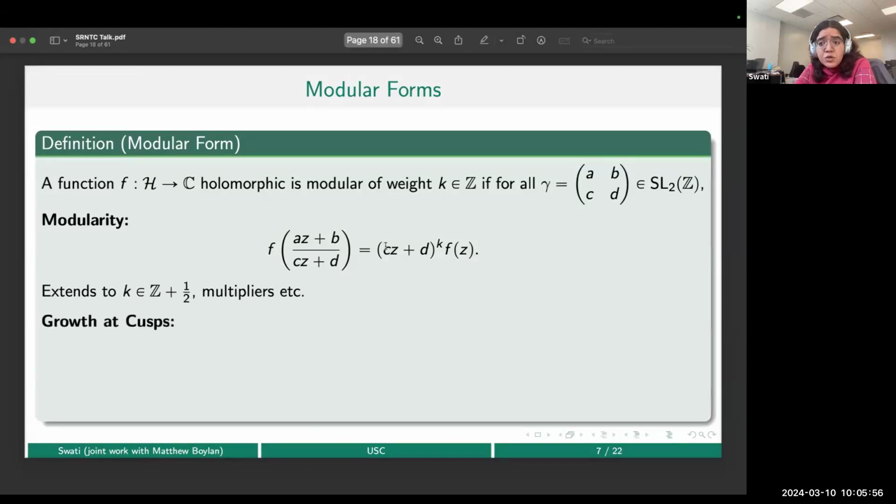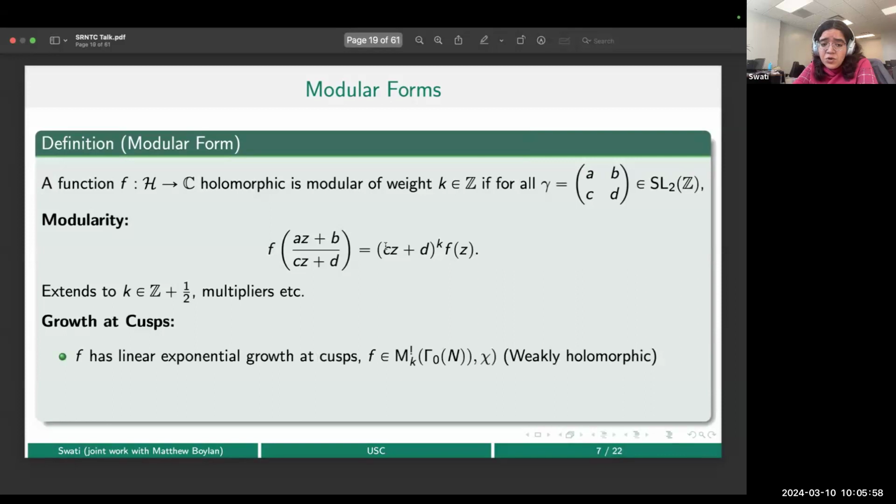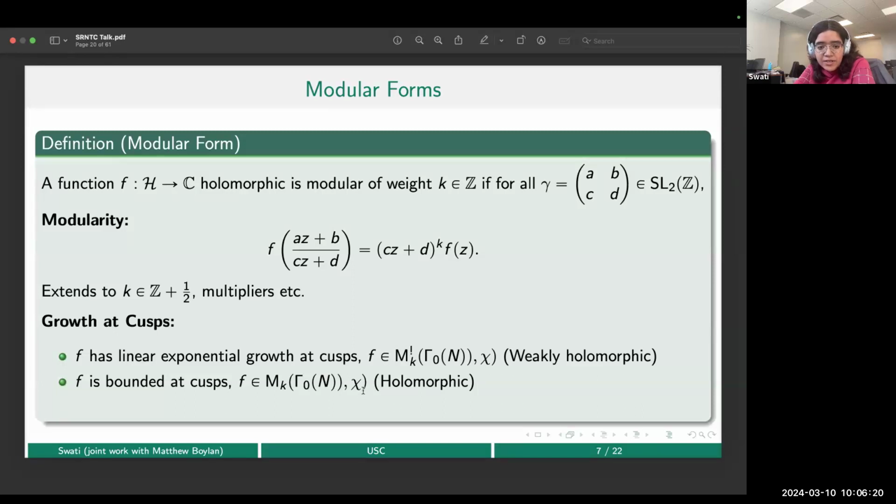Another thing we have is the growth condition at the cusps. So if f has linear exponential growth at cusps, we call it weakly holomorphic. In simpler terms, you can basically say that f is allowed to have poles at cusps. And if it is bounded at cusps, it is called a holomorphic modular form of weight k. N is the level and chi is the character mod N. And similarly, if it vanishes at cusps, we basically call it a cusp form. And you can also treat this holomorphic condition as bounded at cusps.